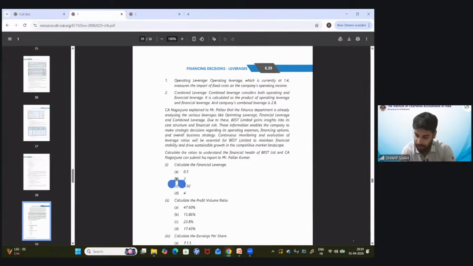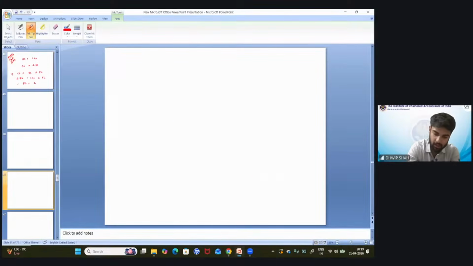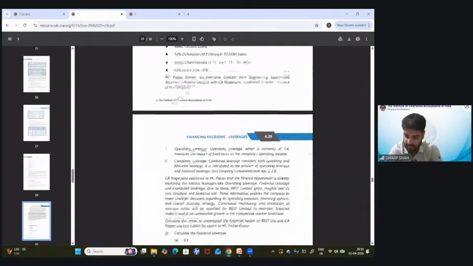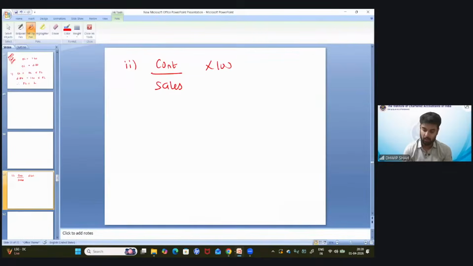Second is calculate PV ratio. PV ratio की formula क्या है? PV ratio is nothing but contribution upon sales into 100. ठीक है? Let's see क्या हमारे पास sales है? हमारे पास sales है 30,000 lakh. क्या हमारे पास contribution का figure है कहीं पे भी? नहीं है। अगर वेरिएबल कॉस्ट डायरेक्टली अवेलेबल होता तो हमें कंट्रीब्यूशन डायरेक्टली मिल जाता, बट यहाँ पे वेरिएबल कॉस्ट डायरेक्टली अवेलेबल नहीं है, सो कंट्रीब्यूशन नहीं मिलेगा. सो वी नीड टू कैलकुलेट कंट्रीब्यूशन यूजिंग ऑपरेटिंग लेवरेज.